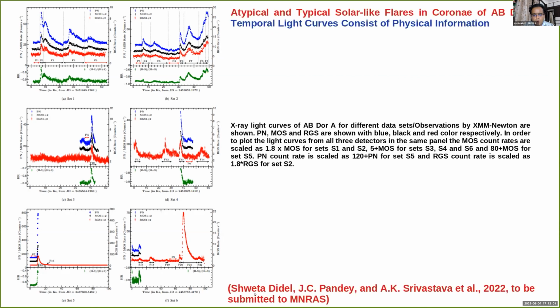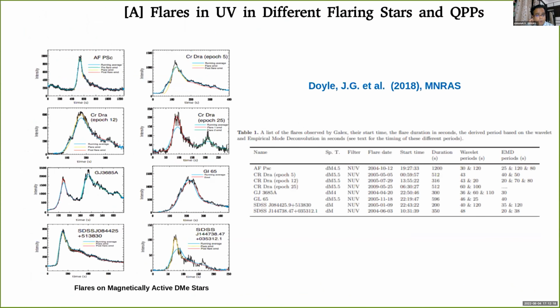But this is one work which is being done by my student, Sweta, and we will communicate it soon in the MNRAS. So these kinds of flares, typical solar-like flares or atypical flares, are occurring in solar-like stars. Now I would go and show you some very interesting stuff, which is the flare in different stars.